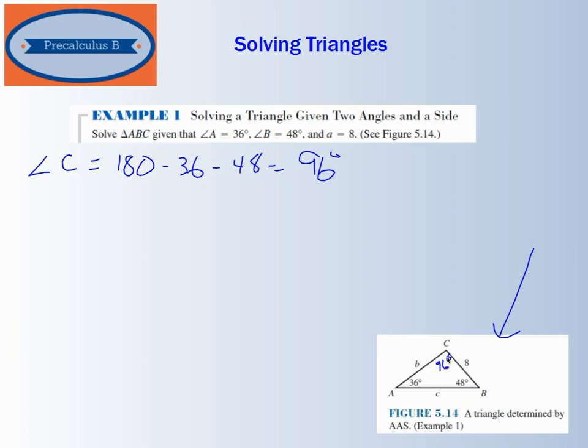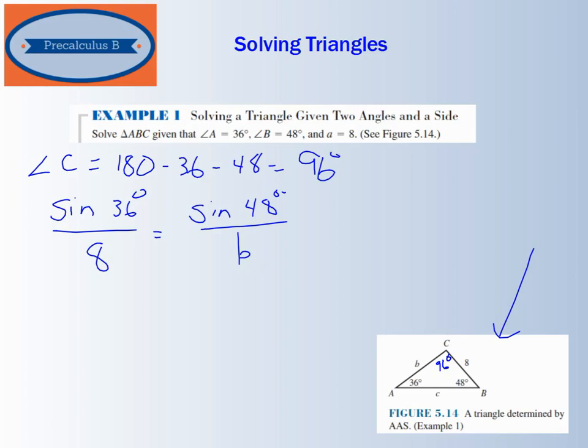Now that we have that, we can go ahead and solve for the different sides because I know that I could say that the sine of angle A, which is 36, divided by side a, which is 8, is going to equal, for example, the sine of 48 degrees, and these are degrees, right, not radians. The sine of 48 degrees divided by side b.